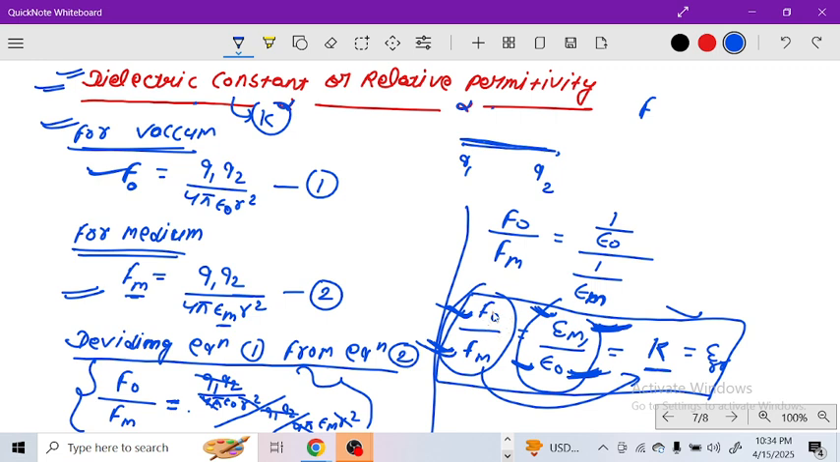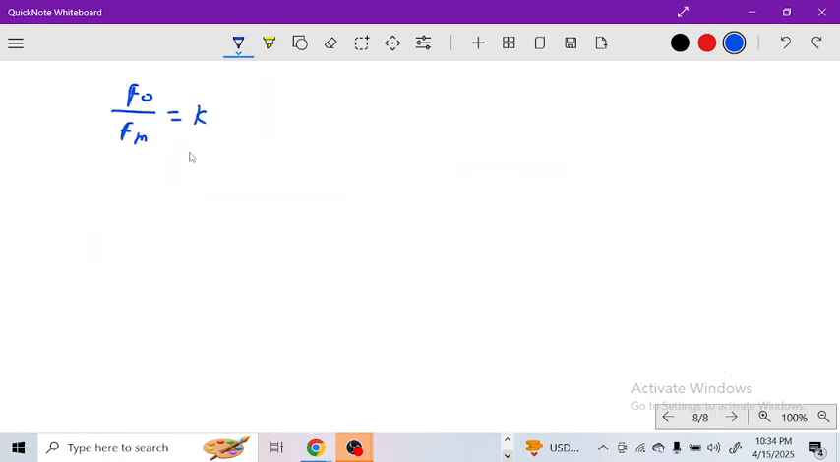Hello? Yes, sir, I'm there. So if I find the force in medium, the force in medium will be F naught by K is equal to Fm. This is the formula of force in medium, Kavya. Sorry, sir, I was on mute. Yes, sir, understood.